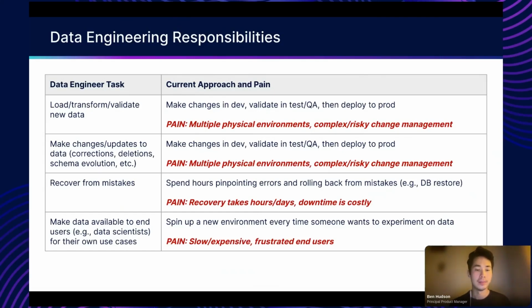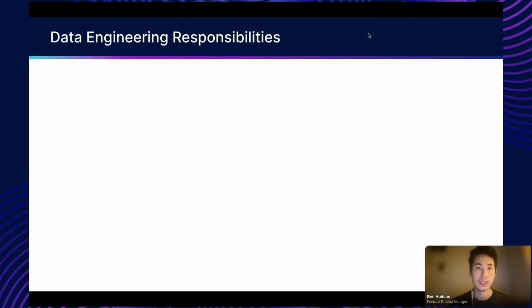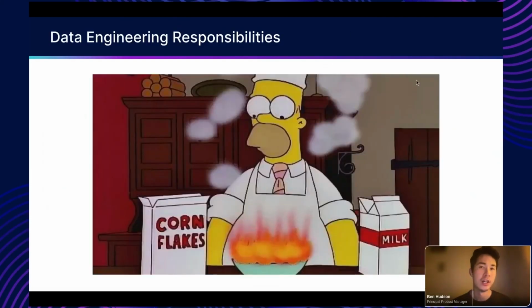Today, what a lot of companies we talk to do is they have to spin up a new environment every time someone wants to experiment with data. Could be slow, could be expensive, but at the end of the day, it's the end users who are frustrated because they have to wait for their systems to be provisioned. They want their data fast. All in all, data engineering could be tricky.